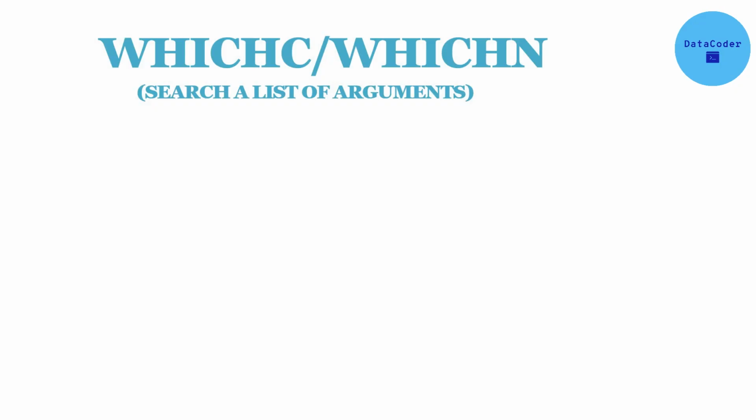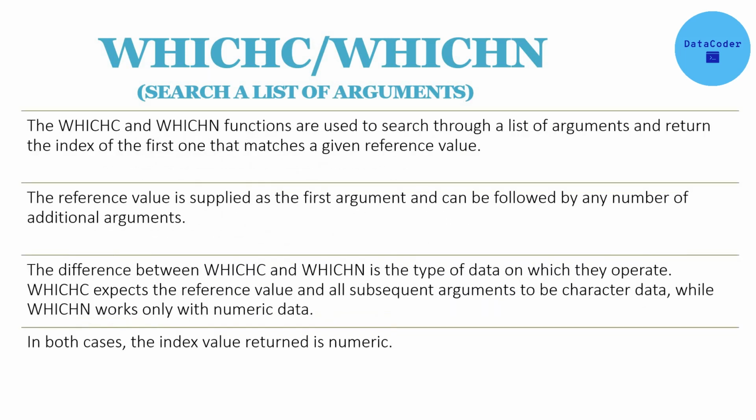So let's go to the next function, that is WHICHC and WHICHN. This function searches a list of arguments. Let's see the characteristics of this function. The WHICHC and WHICHN functions are used to search through a list of arguments and return the index of the first one that matches a given reference value.